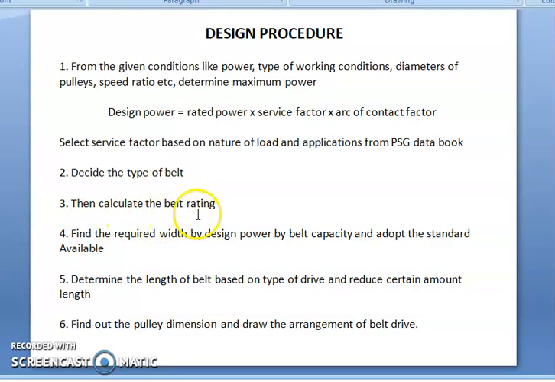Then calculate the belt rating for the selection of the belt. Then find the required belt by using the power by belt capacity and adopt the standard available. Then determine the length of the belt based on the type of drive and reduce a certain amount of length, because the belt faces some contraction and expansion. And finally, find out the pulley dimensions and draw the arrangement of the belt drive.